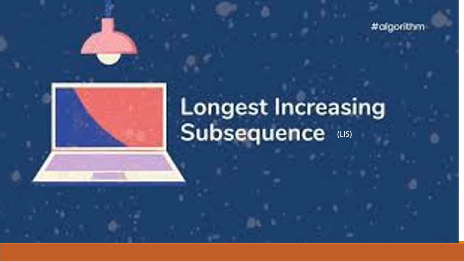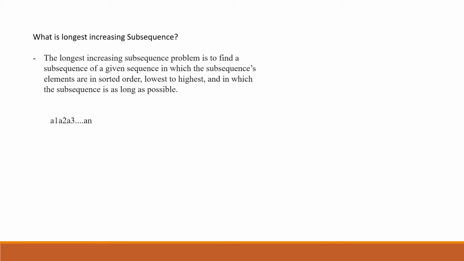Hello everyone. So today we're going to talk about a very popular dynamic programming problem, which is longest increasing subsequence, also known as LIS. So what is longest increasing subsequence? The proper definition is: the longest increasing subsequence problem is to find a subsequence of a given sequence in which the subsequence's elements are in sorted order, lowest to highest, and in which the subsequence is as long as possible. So there are two things to be noted down: they need to be in sorted order and also they need to be lowest to highest.